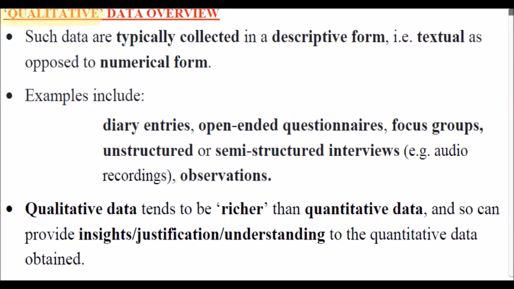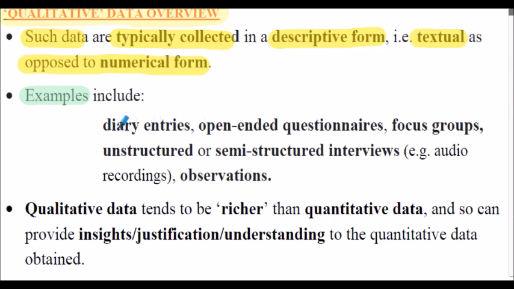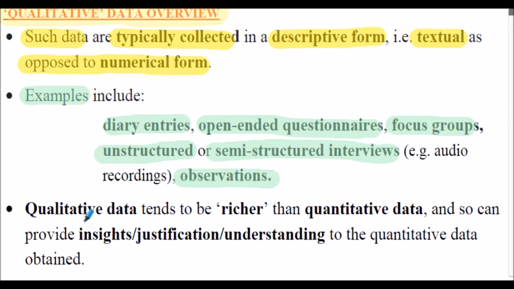So, qualitative data, an overview. Qualitative data are typically collected in descriptive form. That's textual form as opposed to numerical form. Examples of collection methods include diary entries, open-ended questionnaires, focus groups, unstructured or semi-structured interviews, and observations. Qualitative data tends to be richer than quantitative data, and so can provide insights, justification, understanding, etc.